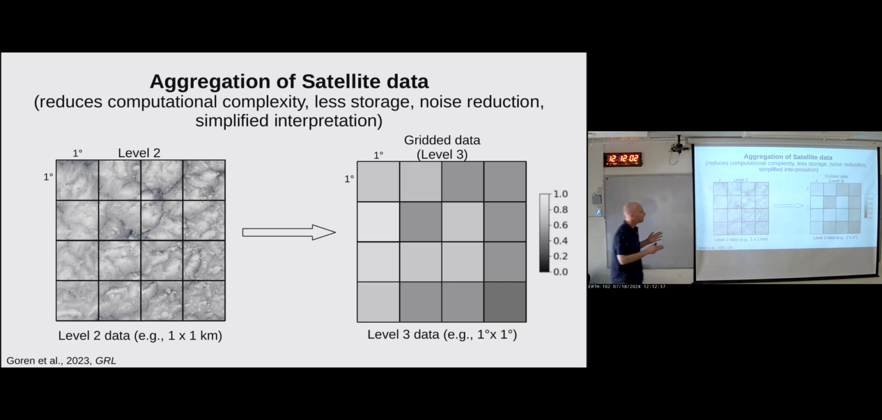Level 3 ignores this cloud morphology. We take only one single value for every point. But it is, again, much easier to use level 3 because it reduces computational complexity. Also, it removes some of the noise because we have some uncertainties at high resolution; when we do the average, it goes away.